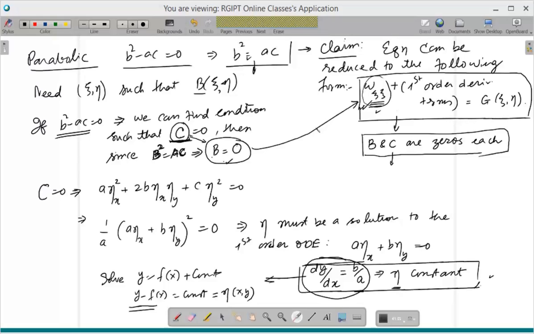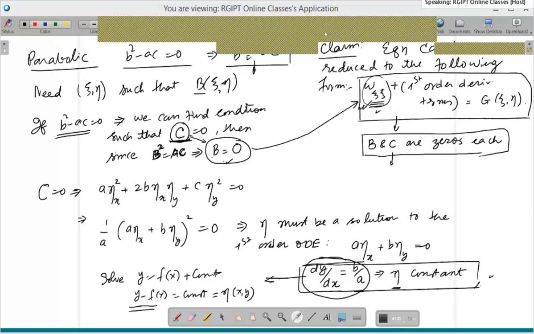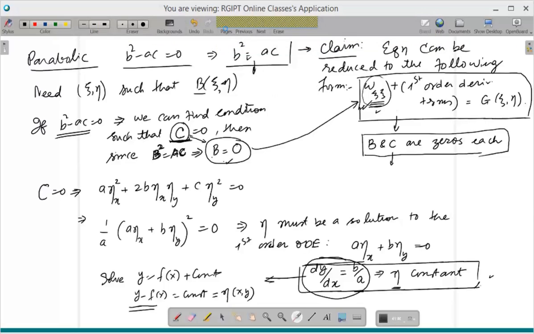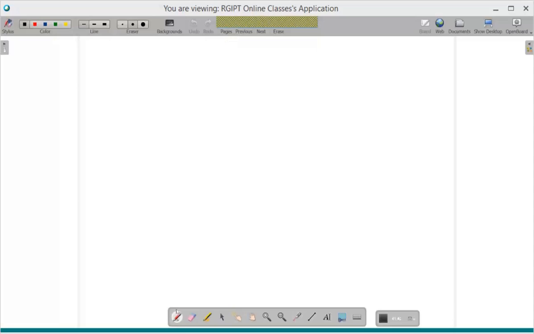Does anyone know an example of a parabolic equation? Maybe I can do an example of this. It's a little tedious, but let's do it.